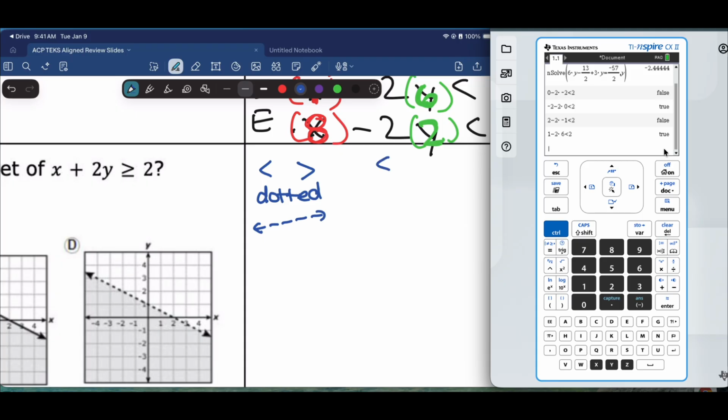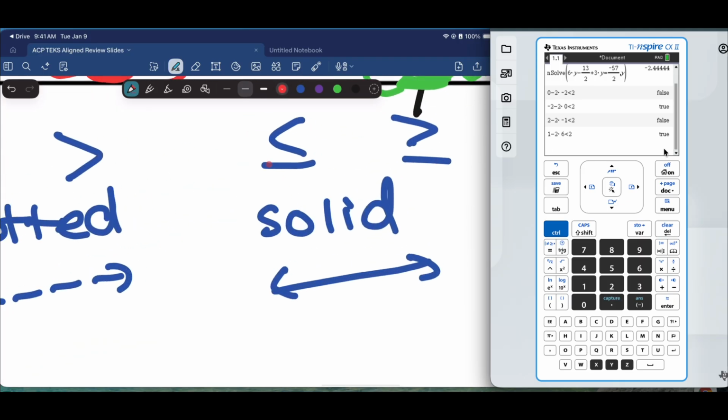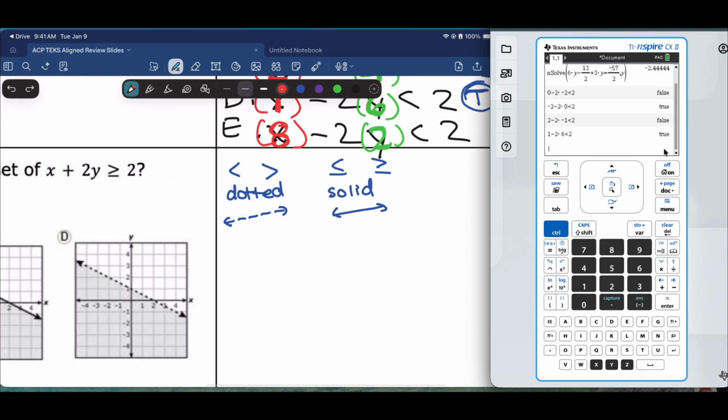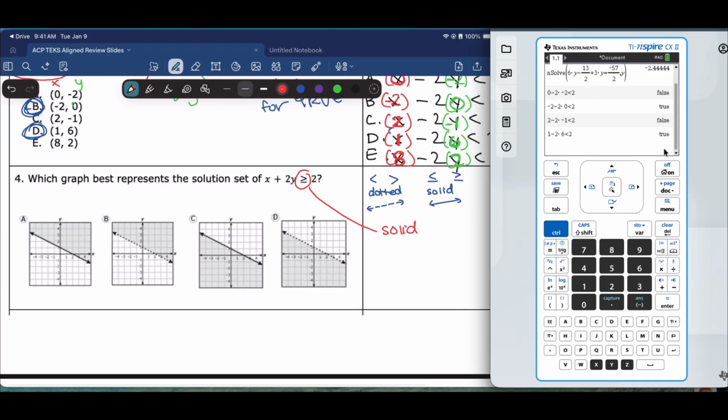Now, if you have one of these symbols, it's a solid line. Okay? I like to remember it by, if you can draw 2 little arrows, this makes a solid line. That's the only trick I really know. So, in this situation, this symbol is solid. So, if I look at my answer choices, I have solid.